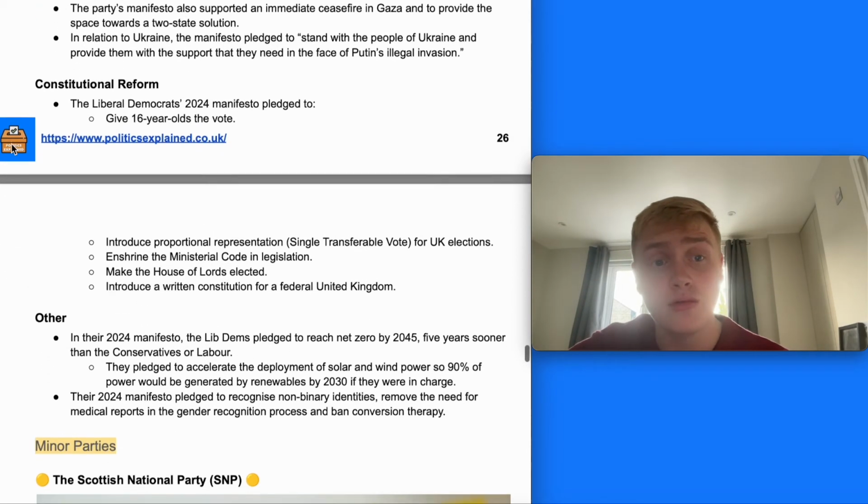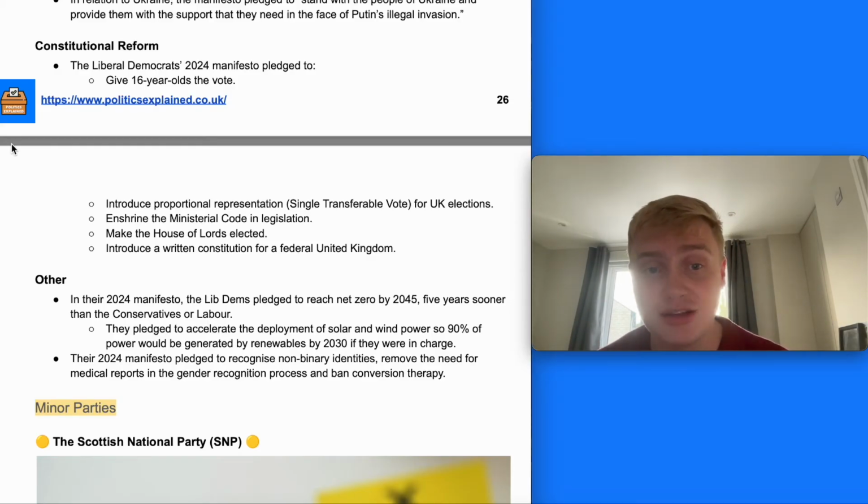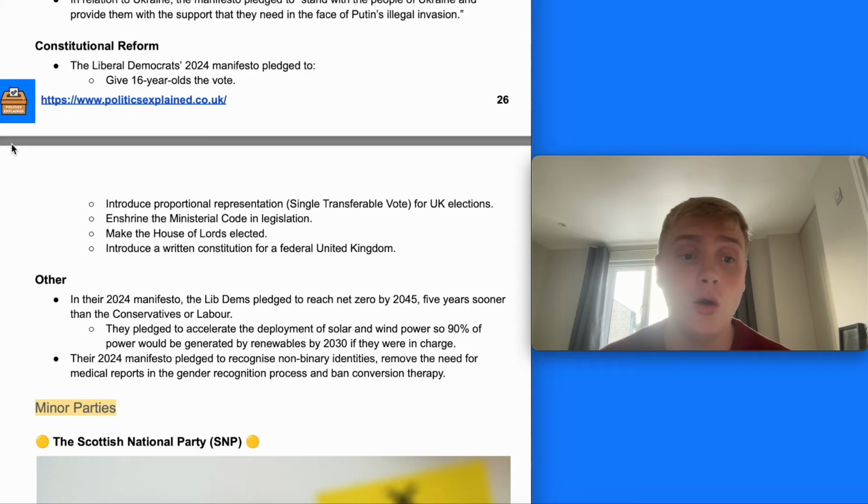On constitutional reform, obviously a very key part of any Liberal Democrat manifesto, they pledged to give 16-year-olds a vote, introduce proportional representation, single transferable vote actually would be the system, enshrine the ministerial code in legislation, make the House of Lords elected, and introduce a written constitution for a federal United Kingdom. And other policies included reaching net zero by 2045, 5 years sooner than the Tories or Labour, so strong environmental commitments, and pledged to accelerate deployment of solar and wind power, so 90% of the power would be generated by renewables by 2030 if they were in charge.